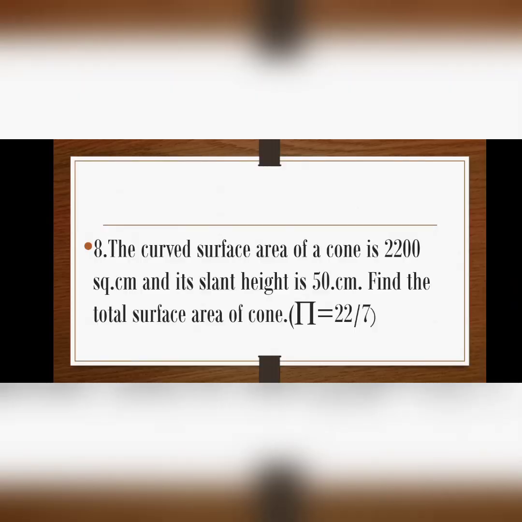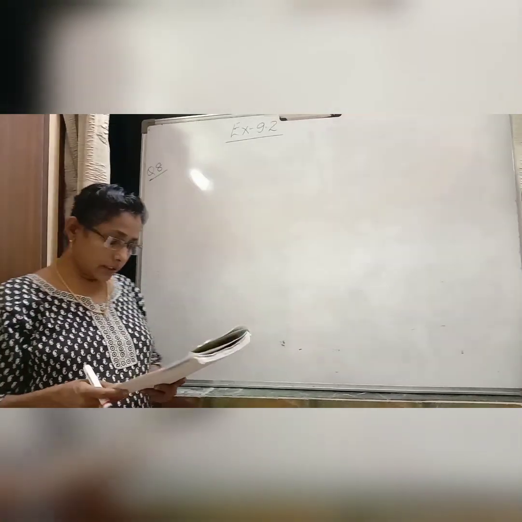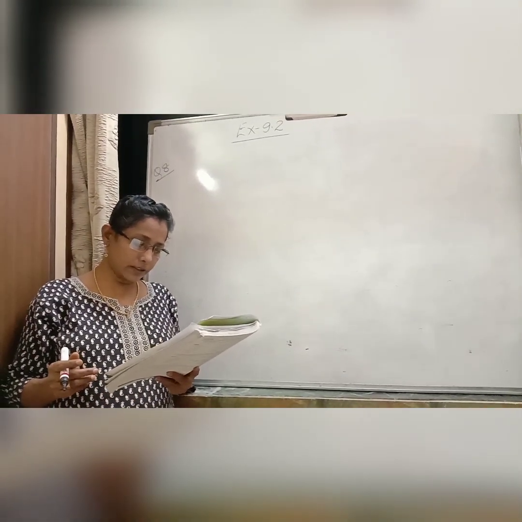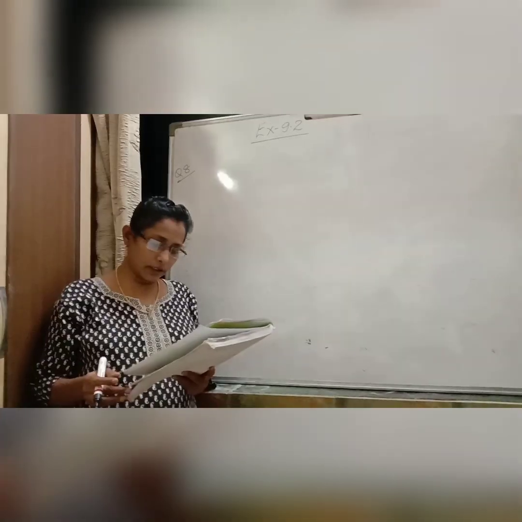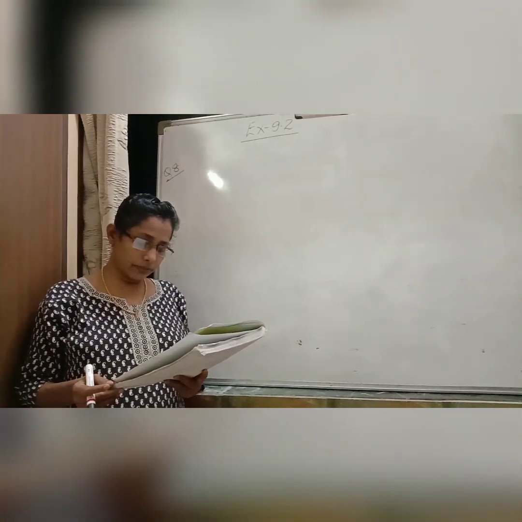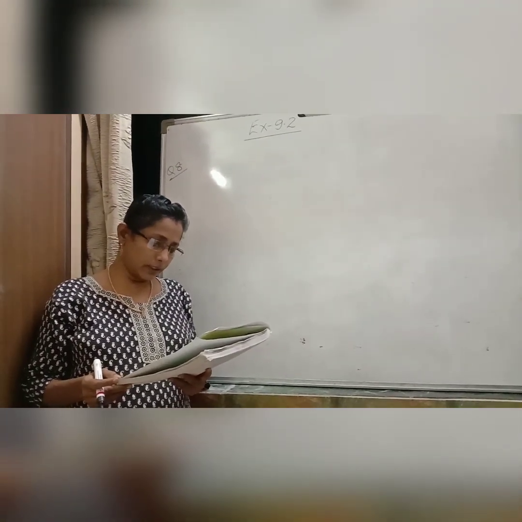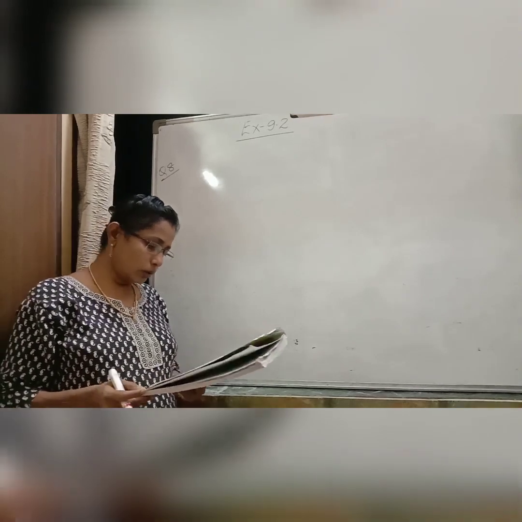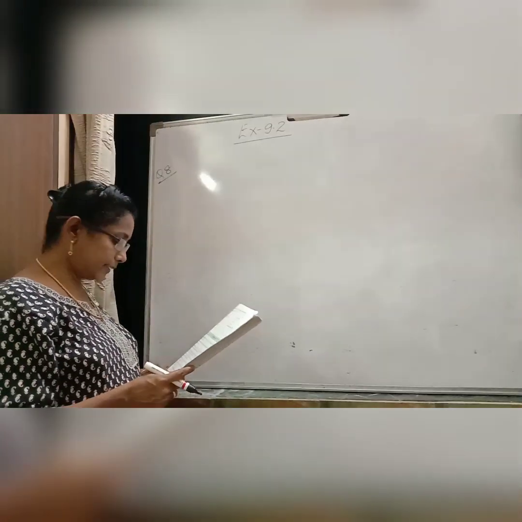Question number 8. The curved surface area of a cone is 2200 square centimeter and its slant height is 50 centimeter. Find the total surface area of cone. Pi is equal to 22 by 7. The curved surface area of cone is given as 2200 square centimeter and its slant height is 50 centimeter. We have to find the total surface area of cone and pi is 22 by 7.